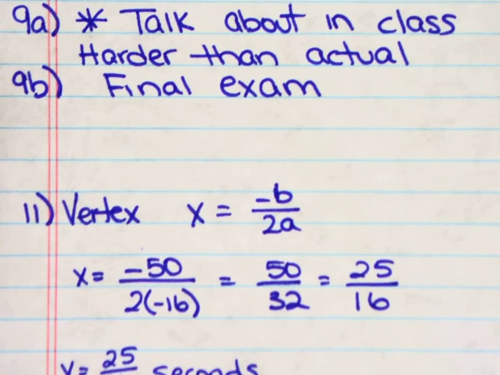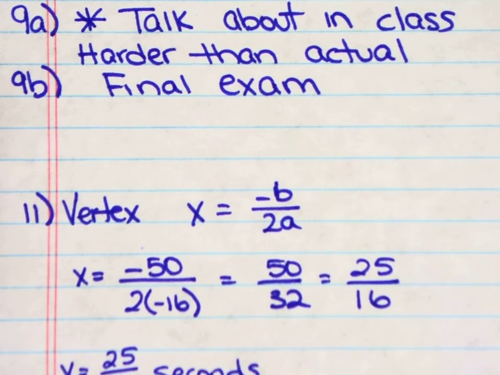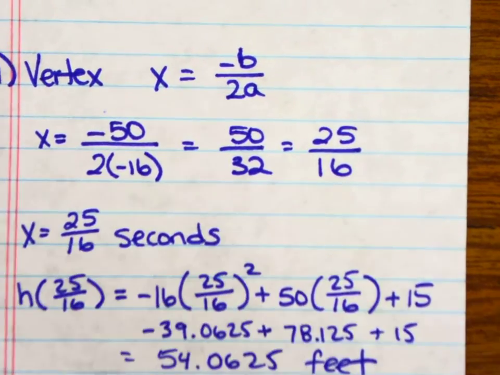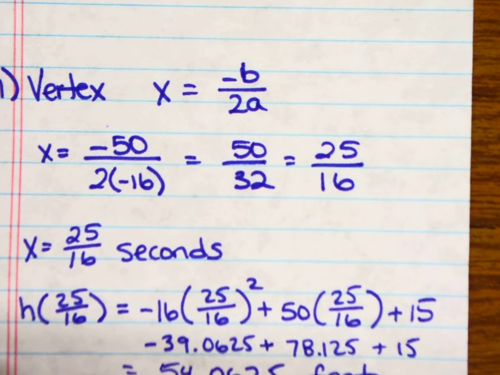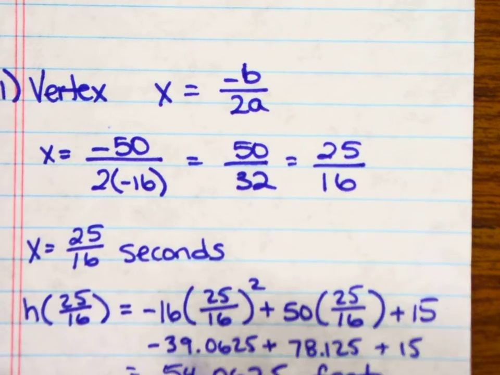Number 10, you didn't have to do that. That was crossed out. And then number 11. Number 11 is just asking you to find the vertex, because to find the maximum height and when it's going to hit that maximum point, you find the vertex.